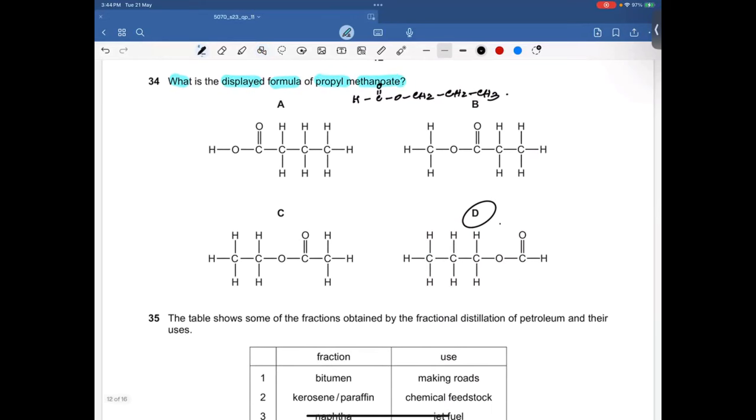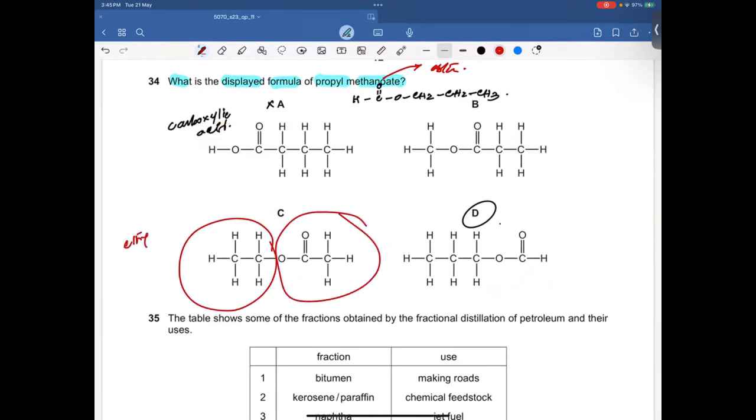This one is a carboxylic acid, which is why it is incorrect. Also, remember that propyl methanoate is basically an ester, so we are looking for the ester. This is your ester, this is your ester, this is your ester. By the way, why is this one incorrect? Because it is ethyl ethanoate. And why is B incorrect? Because it is methyl propanoate.